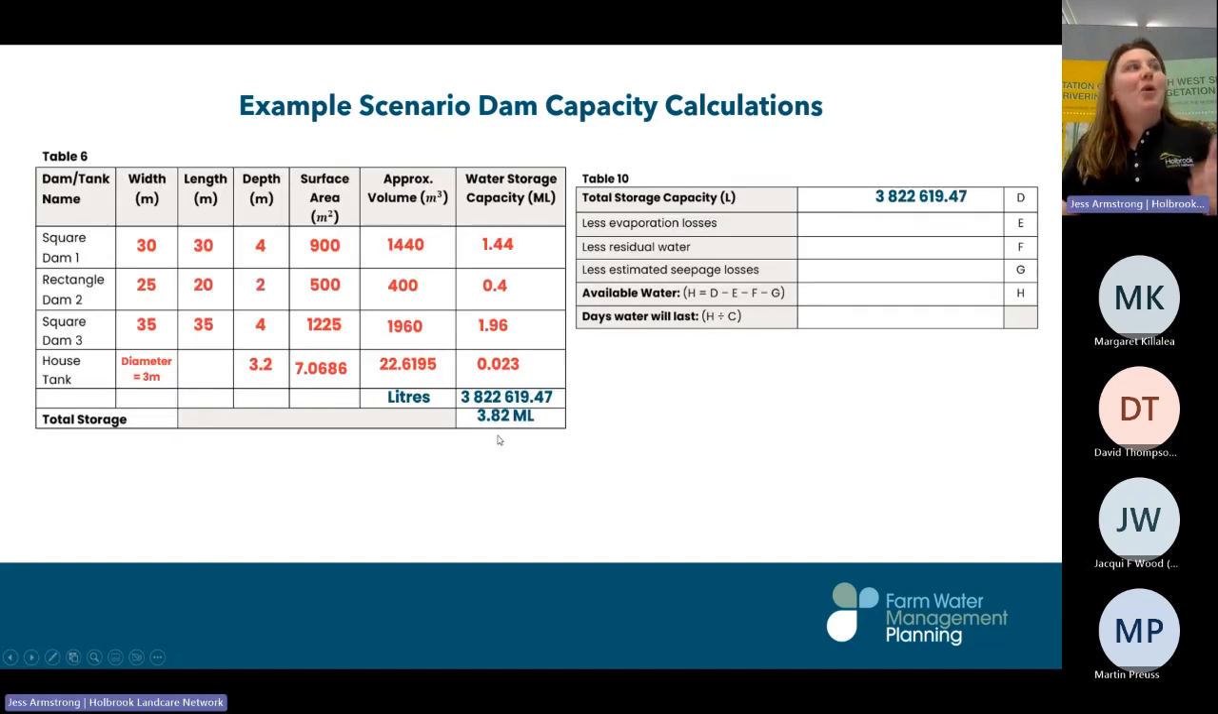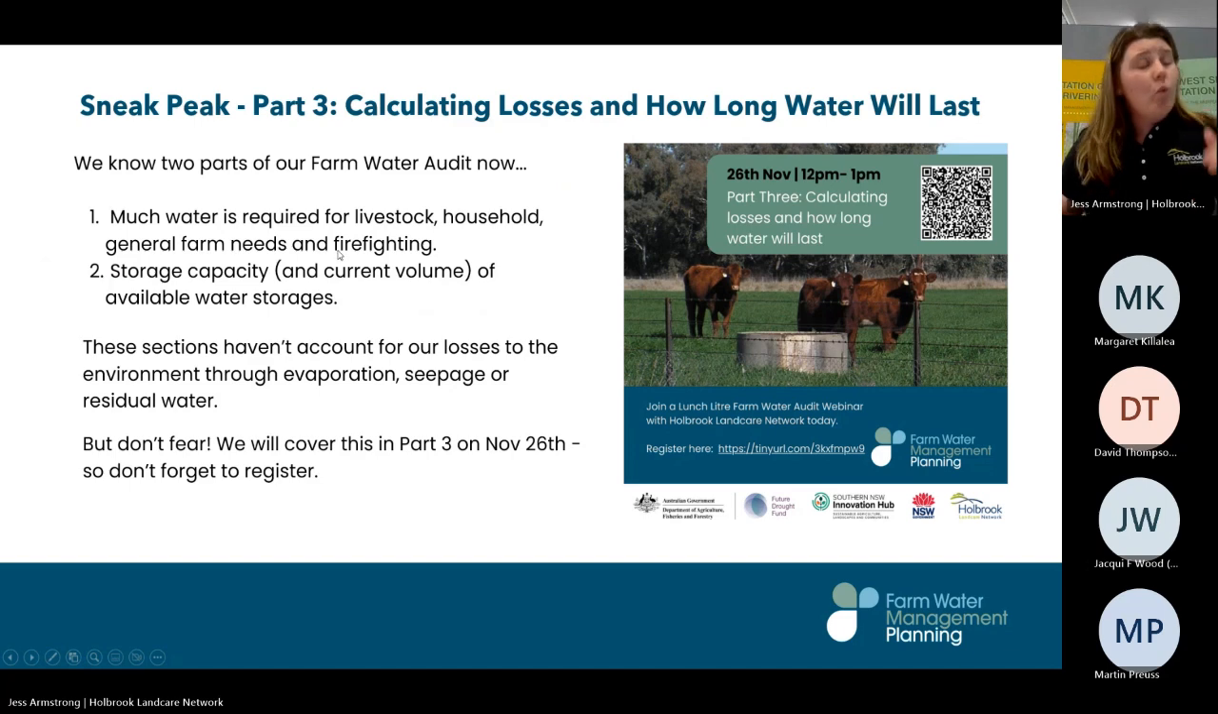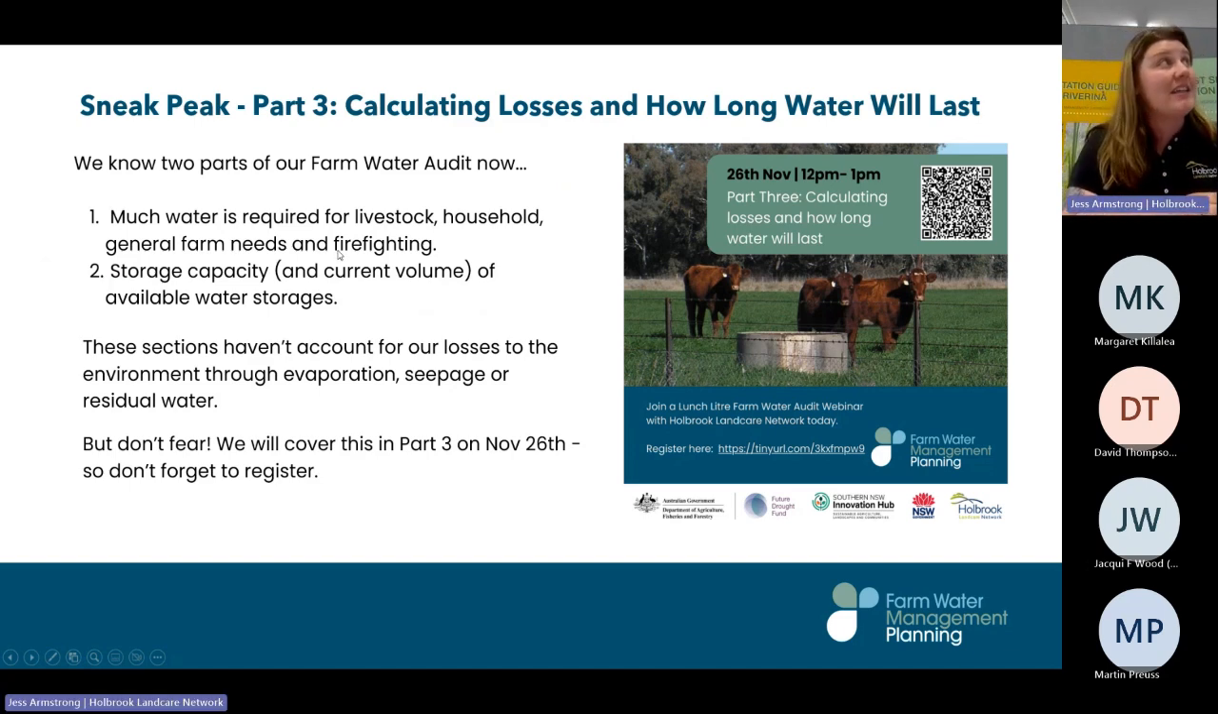Okay. So what we can now do is pop this into table number 10, which is located on page number 13. As you can see though, we haven't completely finished this process. We've now covered, through part 1 of the webinar series, how much water is required for livestock, household, general farm needs, and firefighting. Now we've just calculated our storage capacity of all available water storages that we consider reliable throughout this drought period or dry time period that we're looking at.